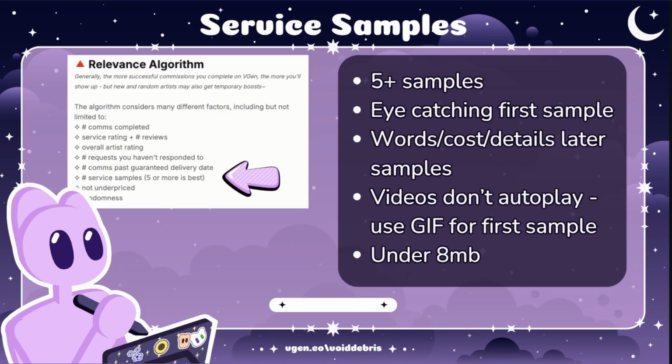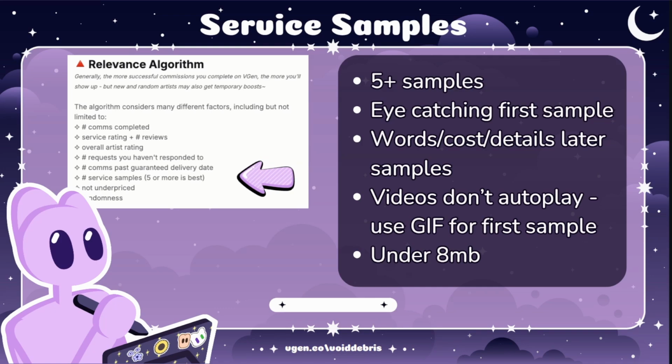First of all, you want at least 5 if you're able to. As you can see from this screenshot on the left about the relevance algorithm on VGen, the number of service samples does impact the algorithm, and they specifically state 5 or more is best.